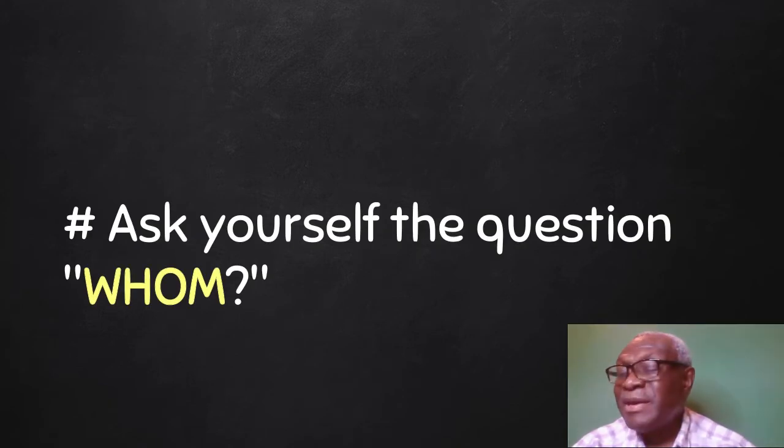Remember, in the last lesson, we asked the question, what? Here, we will ask the question, whom? If what you think is the object can answer the question, whom, directly, then you have a direct object. If that person or the noun or the pronoun cannot answer the question, whom, then you don't have a direct object.